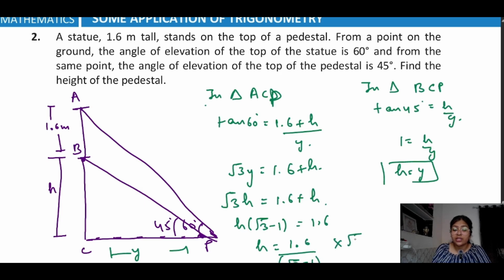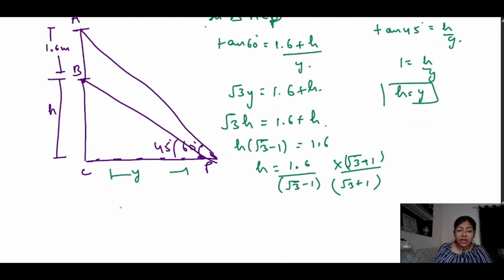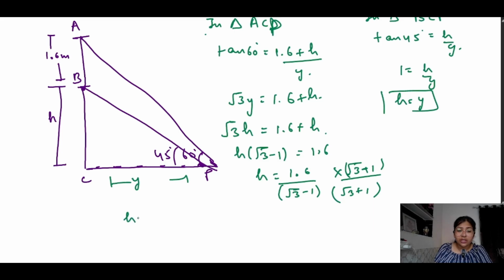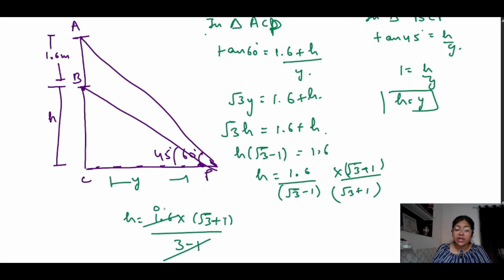Now we are going to rationalize this, because we will not accept an answer where the denominator is an irrational number. So the value of h is 1.6 into root 3 plus 1, divided by, in the denominator, the identity a minus b times a plus b equals a square minus b square. Root 3 square is 3, 1 square is 1, 3 minus 1 is 2, and 2 will cancel with 1.6 to give 0.8. So the height is 0.8 times root 3 plus 1 meter.